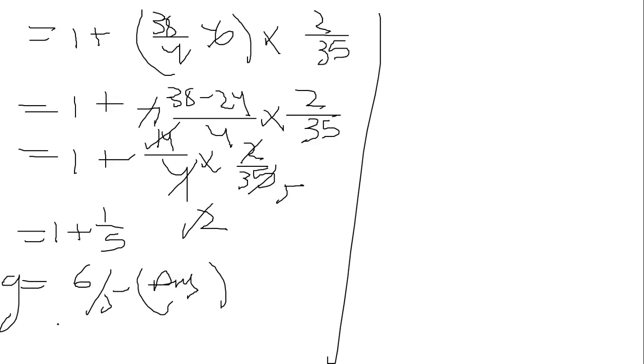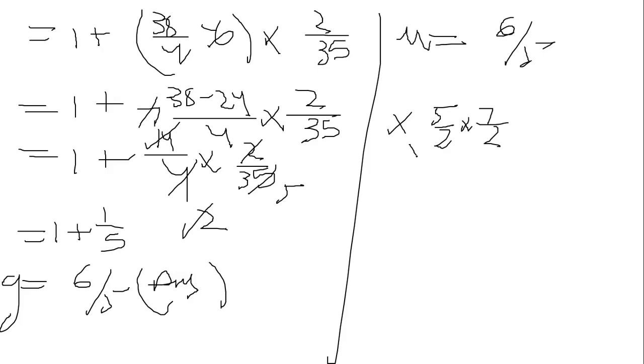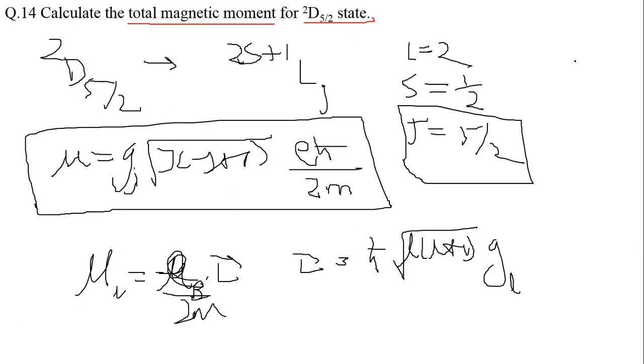So when we put all other values, what will be the value of mu then? So when we put here mu is equal to G, G is 6 by 5 into J into J plus 1. J is 5 by 2. So 5 by 2 into J plus 1 is 7 by 2. The square root of 5 by 2 into 7 by 2 into eh cross by 2m or eh by 4 pi m. What will be m here?